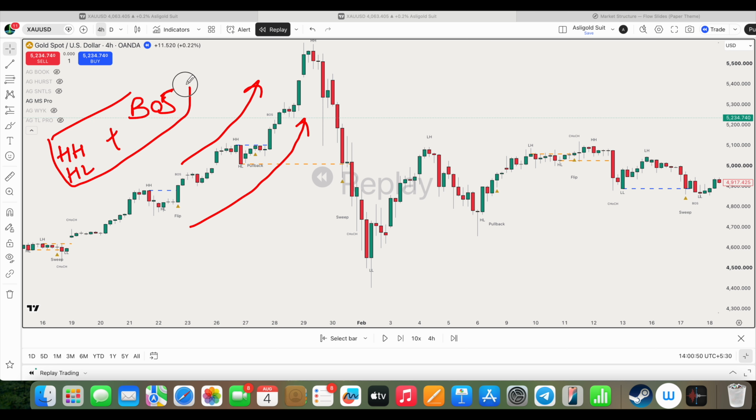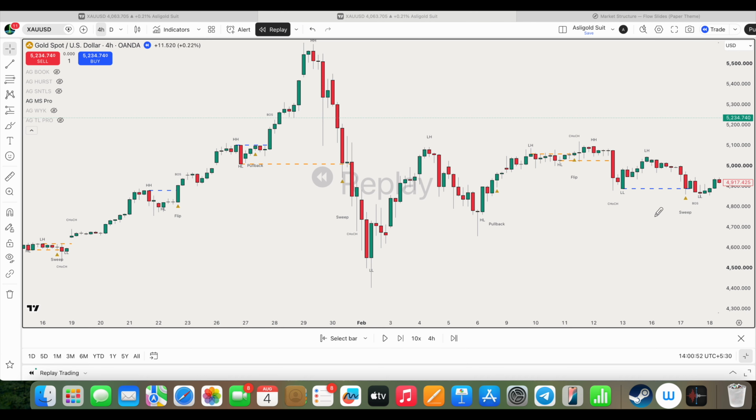Now the important one. This is called change of character or CHoCH. You say it like CHoCH. This is where a trend can turn around. Stay with me on this chart. We have our uptrend right over here with higher highs and higher lows. Now look at this last higher low right here. As long as price stays above this low, the uptrend is fine. But now watch over here. Price comes down and for the first time it closes below the last higher low.